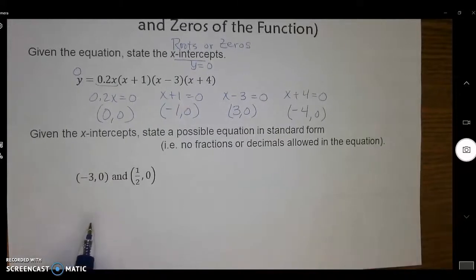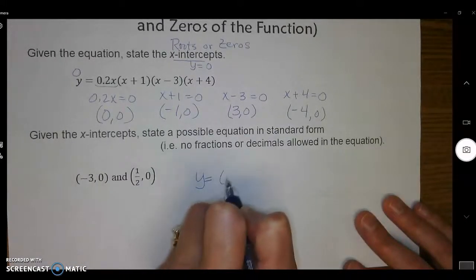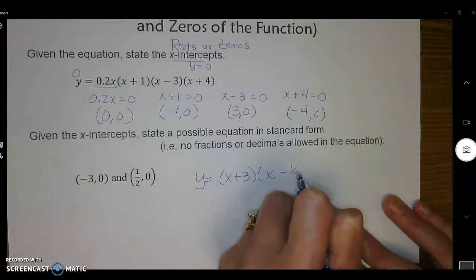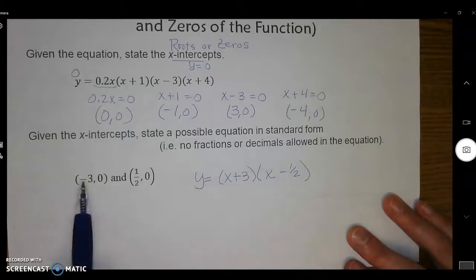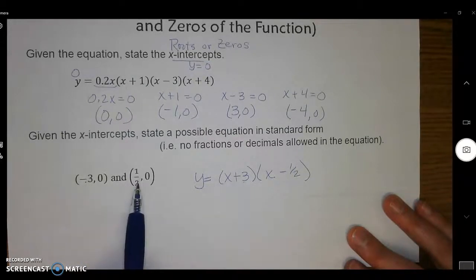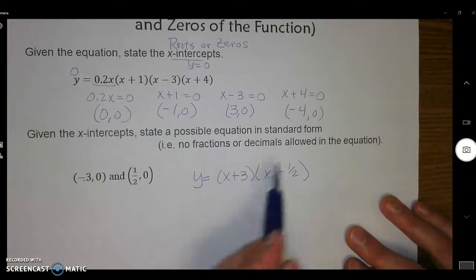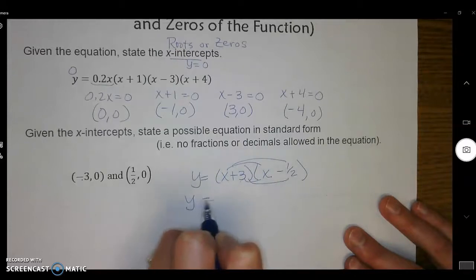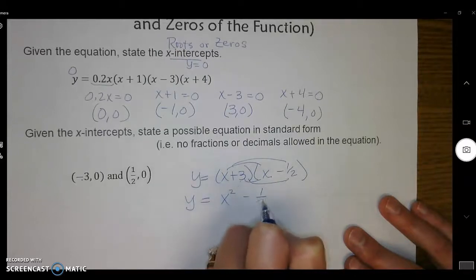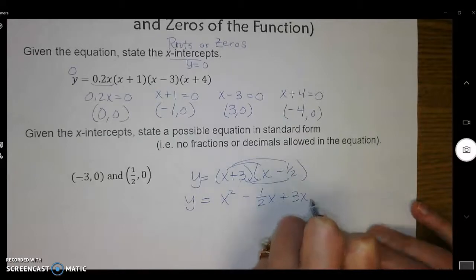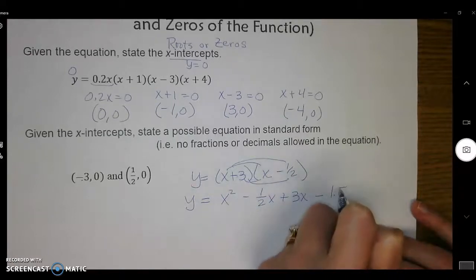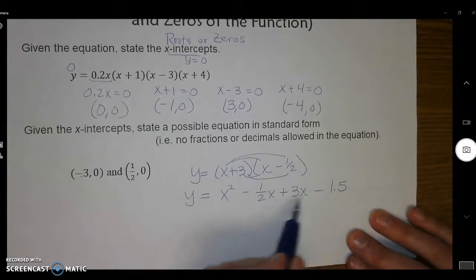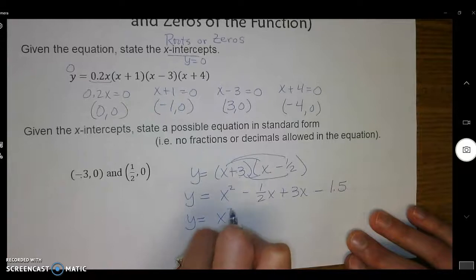So I start with going y equals, putting them back into their factored form or parenthesis form, as such. So if it's negative here, it's positive. If it's positive there, it's negative. Next, we need to go ahead and FOIL this. So we have y equals x squared minus 1/2 x plus 3x minus half of 3 is 1/2. Or you could leave it as 3/2. All right, so now we're going to put like terms together.